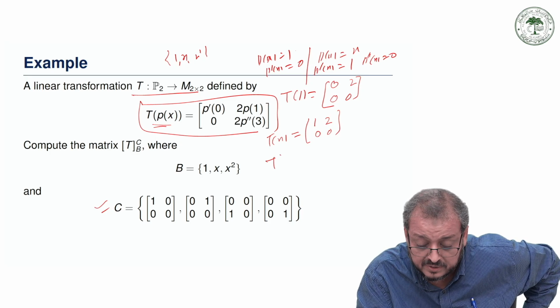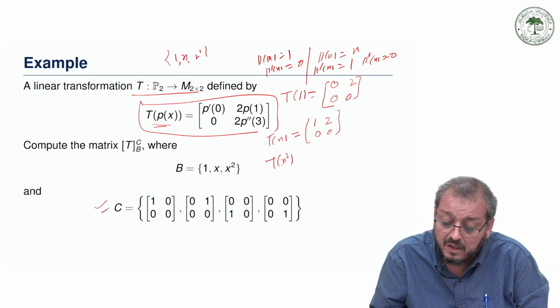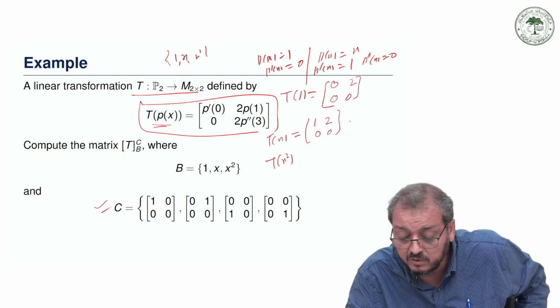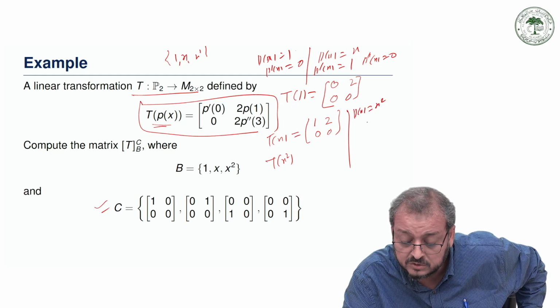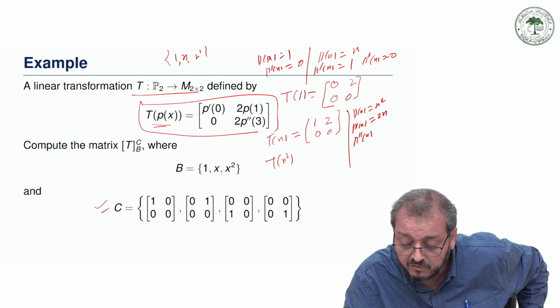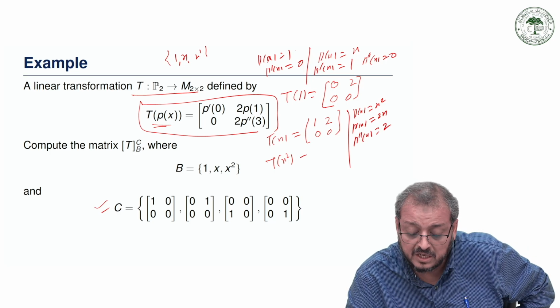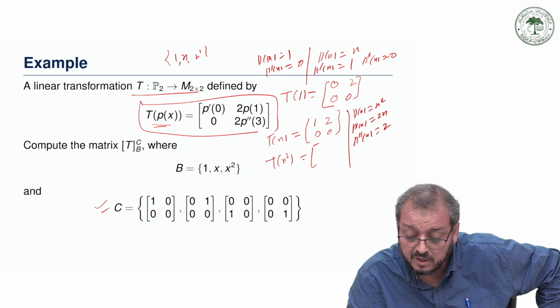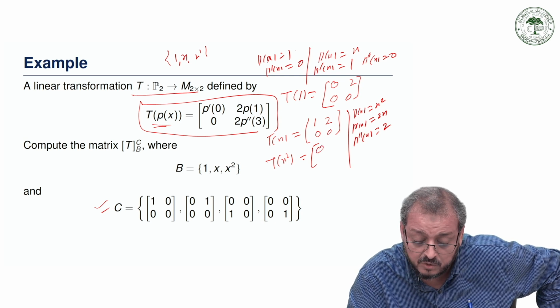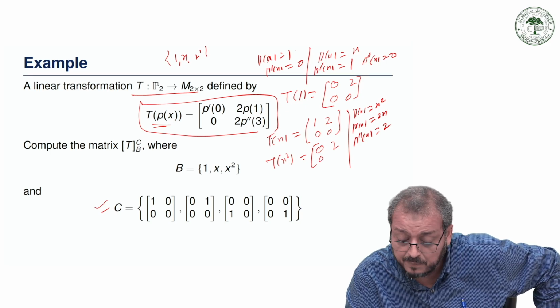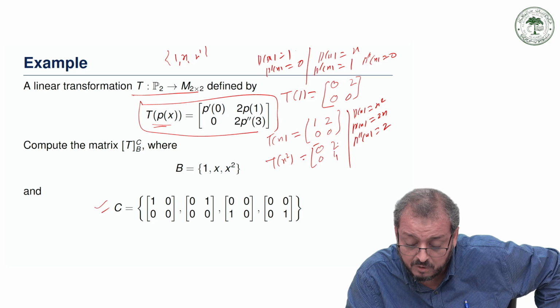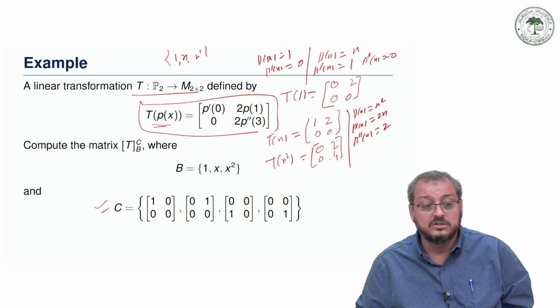Then we have to calculate T of x square. You know that P(x) is equal to x square, then the derivative of P is 2x, and the double derivative of this is equal to 2. So this can be written in the form of a matrix: P prime of 0 is equal to 0, 2 times P of 1 is equal to again 2, and then you have 0, and 2 times the double derivative is equal to 4. So this is the matrix in this form.